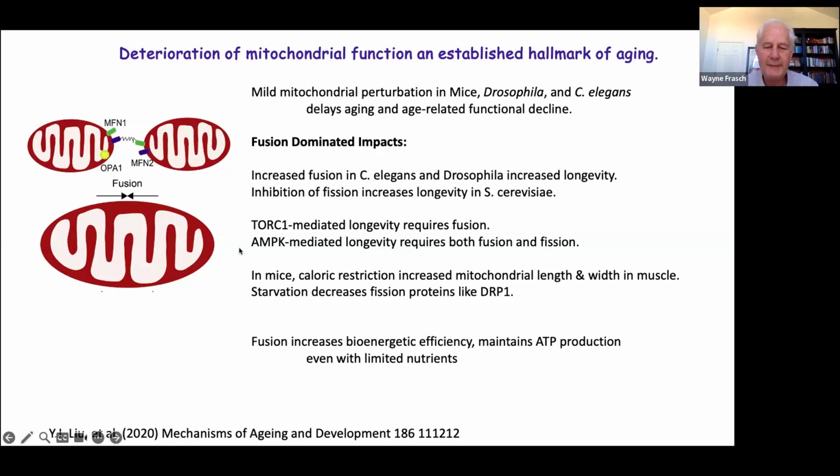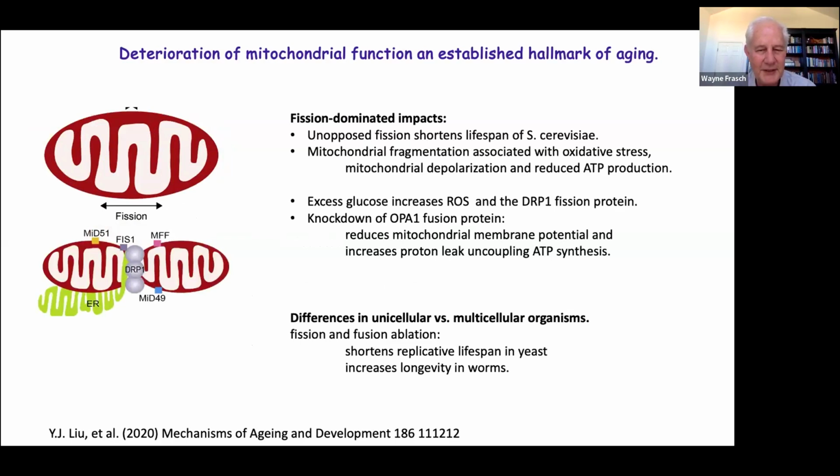And so this is a hormesis effect. Alistair likes hormesis, where you have to have a balance of fusion and fission in order to extend lifespan and lead a healthy life. In mice, caloric restriction will increase the mitochondrial length and width in muscle, and starvation increases the fission proteins like the DRP1. The fusion increases the efficiency, maintains ATP production, even when you're starving, which is an important thing, that you need to maintain this when under starving conditions.